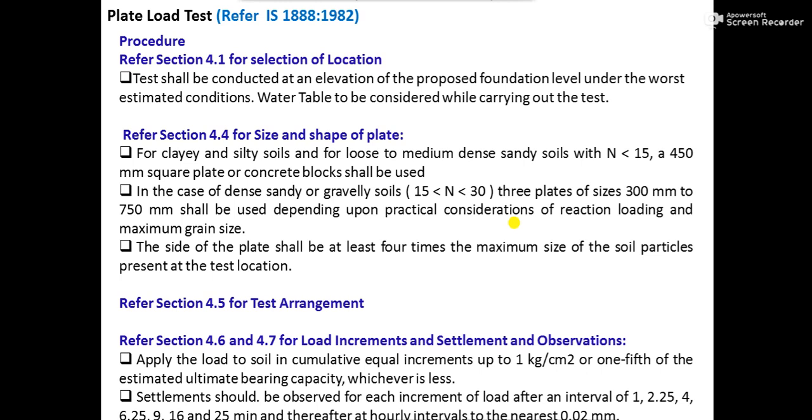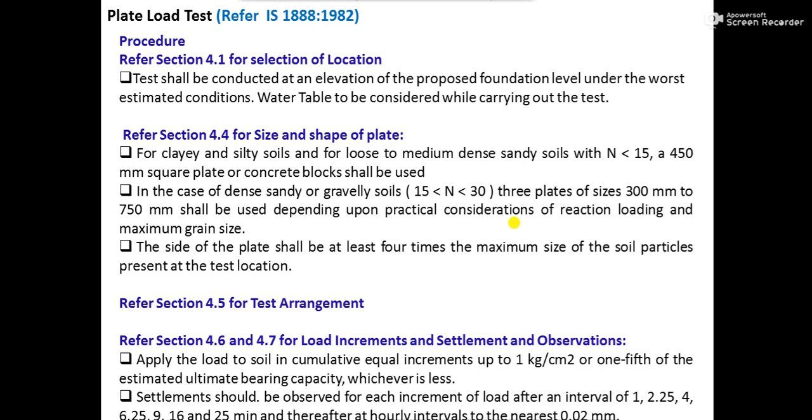Now the third one: the side of the plate shall be at least 4 times the maximum size of the soil particles present at the test location. So this is very important. If the maximum particle size is, let's say, 20 millimeter, then the size of the plate shall be at least 80 millimeter. It cannot be less than that. At least 4 times the maximum size of the particle present in that location.